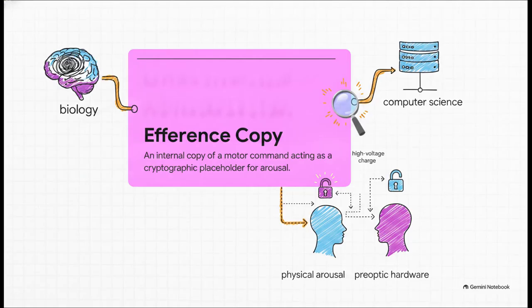Now, what's really interesting about this next part is how the text uses a specific biological term to bridge the gap between biology and computer science. Biologically speaking, an efference copy is just an internal copy of a motor command, but in this framework, it's used as a system-level reservation of physical arousal. By sending this idle copy to the subject's backends, the system is cryptographically reserving their preoptic hardware. It's basically a high-voltage charge waiting for a physical revelation, reserving the space before the action even goes down.